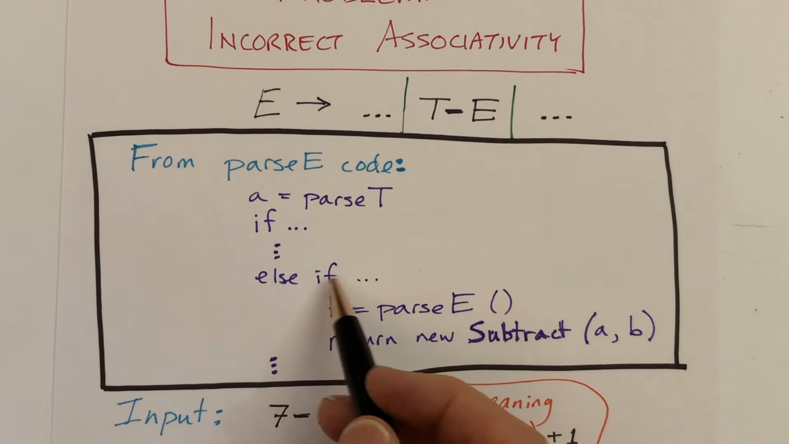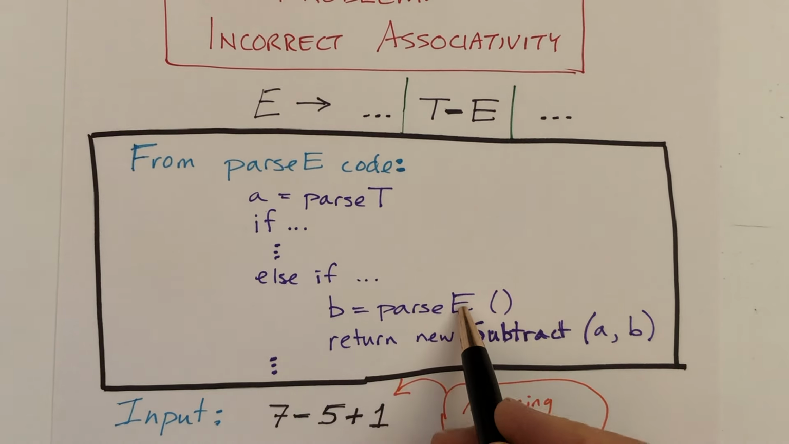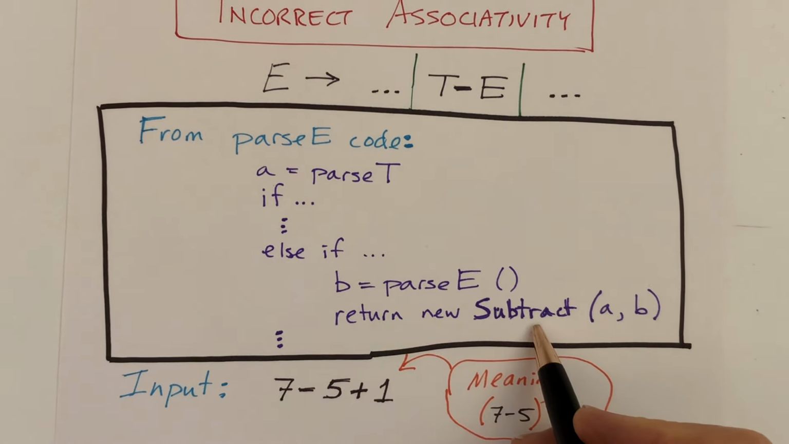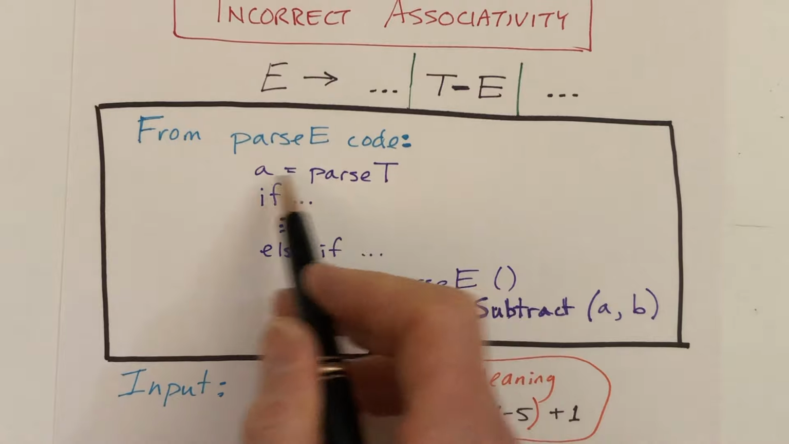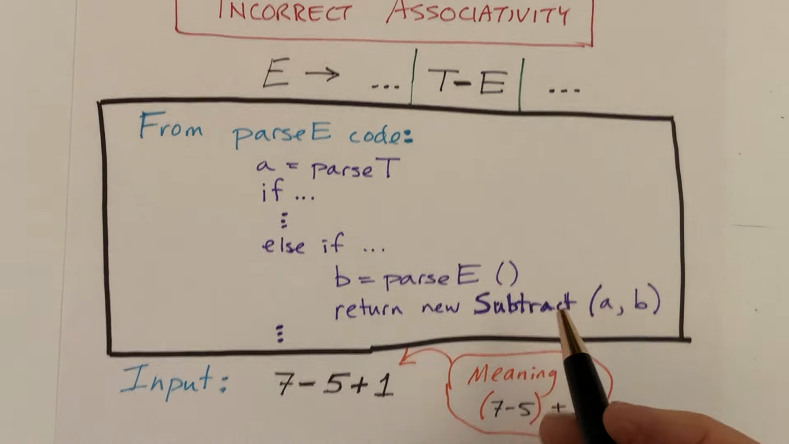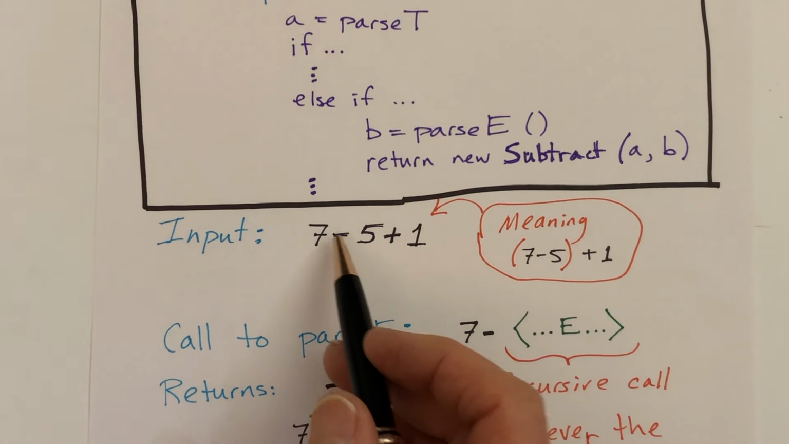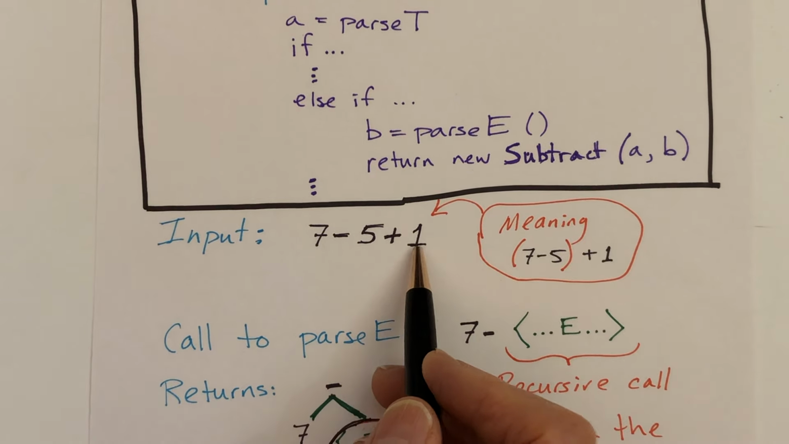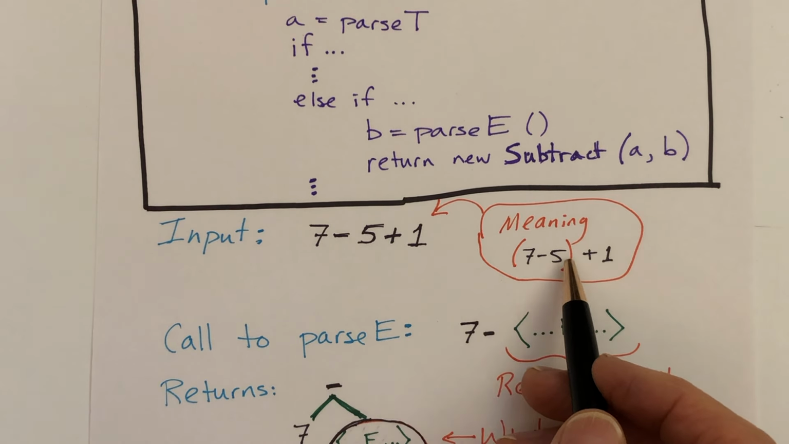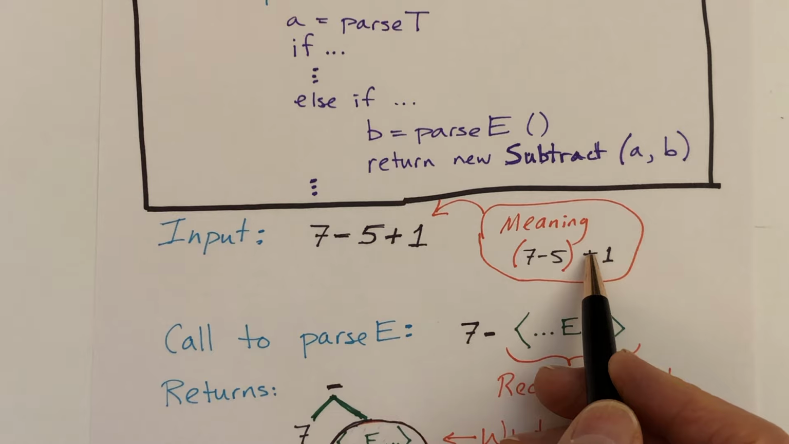Then we check and see we've got a minus sign, so we call parse e to pick up the expression, and then we build a subtract node with the term a and the expression b. Okay, let's look at this particular input, 7 minus 5 plus 1. And according to our rules of associativity, we do the subtraction first before the addition.